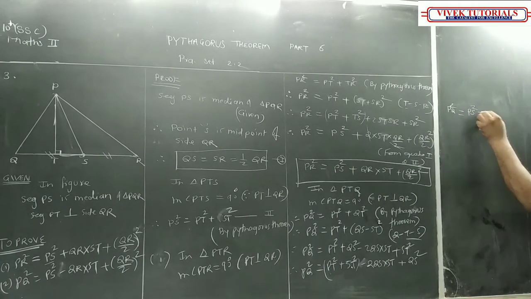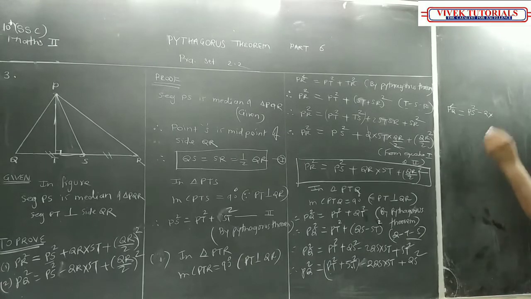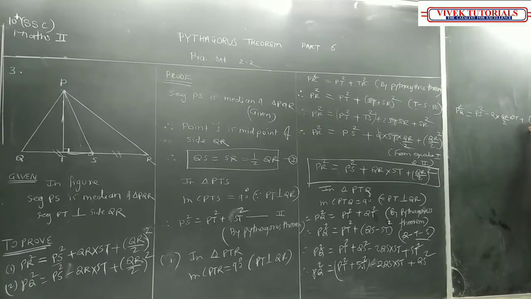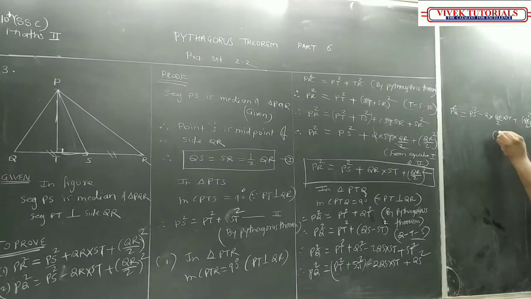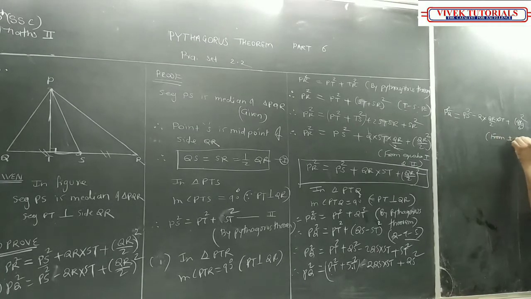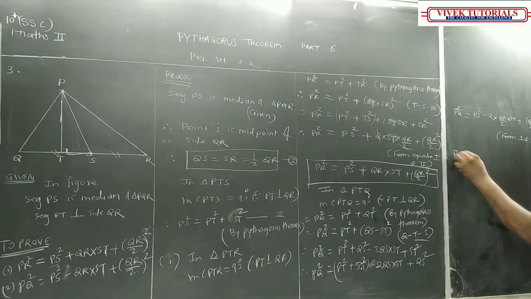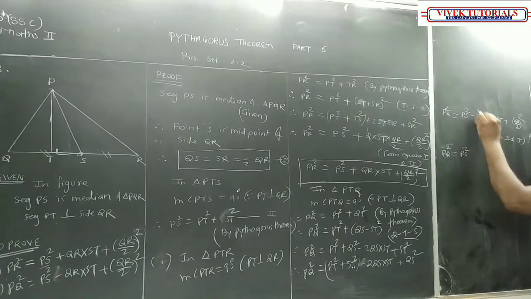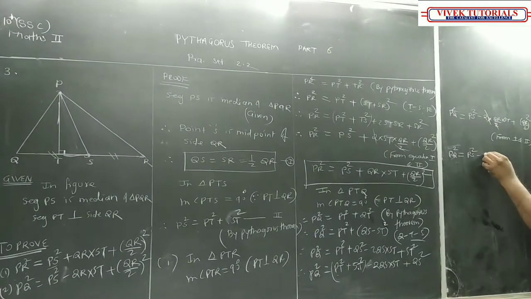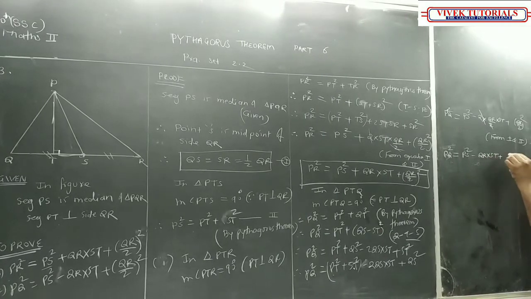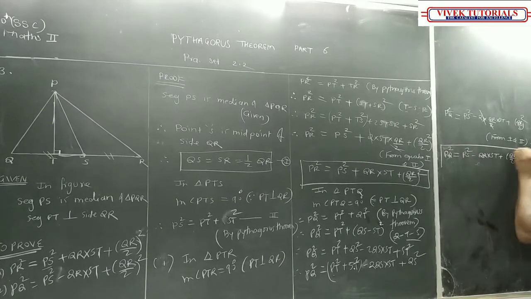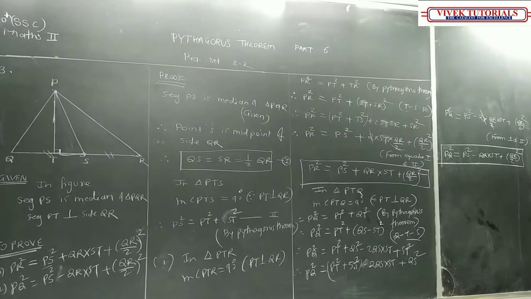Okay. Now, minus 2. Instead of QS, what can I write? QR upon 2 into ST plus QR upon 2 the whole square. Here you are going to write from 1 and 2. So what I'll get? PQ square is equal to PS square, 2 get cancelled, minus QR into ST plus QR upon 2 the whole square. This is your final answer. You got it now? These are the two proofs.